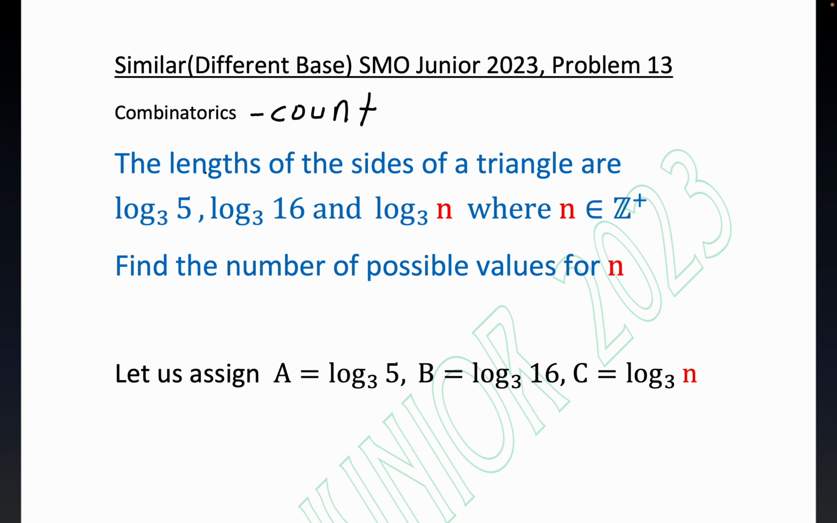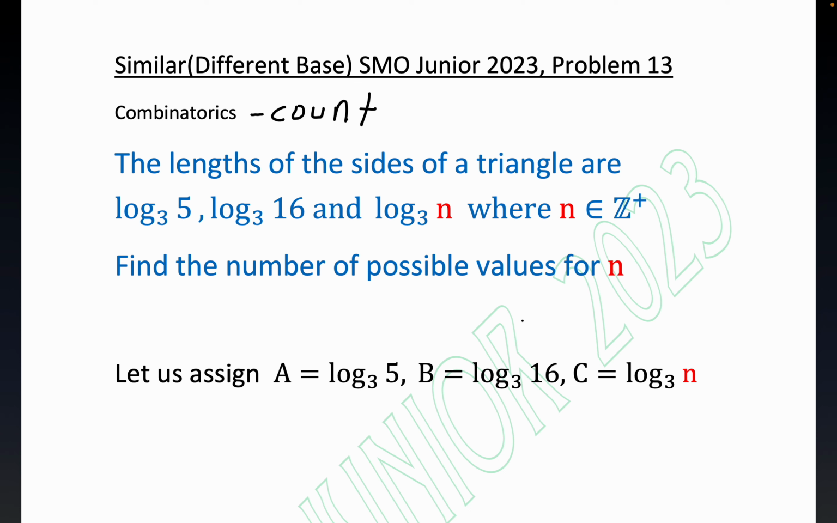Now, right here, we're given the lengths of the sides of a triangle in terms of log base 3. The SMO problem produced by Wei Tan was base 10. So it's the same idea, just a different base, base 3 instead of base 10. We have constants here, log base 3 of 5, log base 3 of 16, and also a natural number n that can vary, log base 3 of n. So we're supposed to find the number of possible values for n.